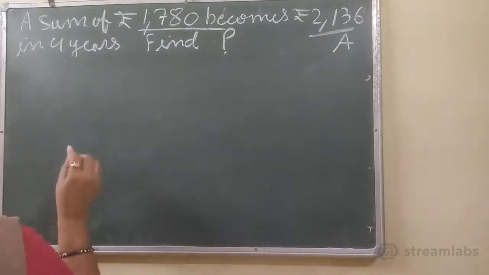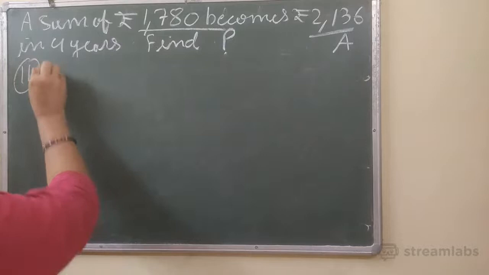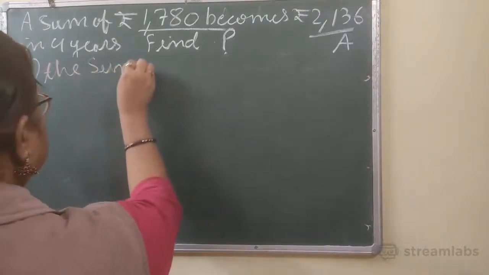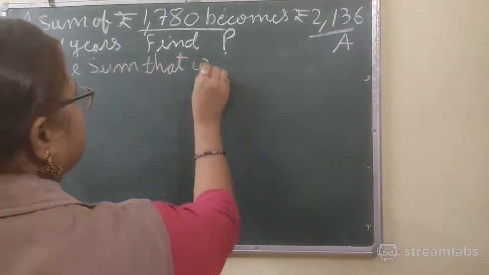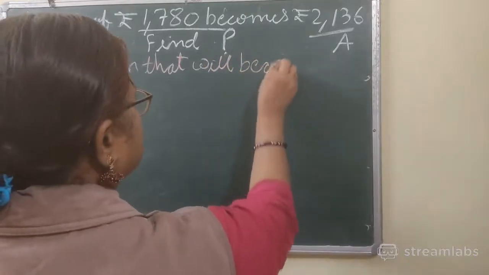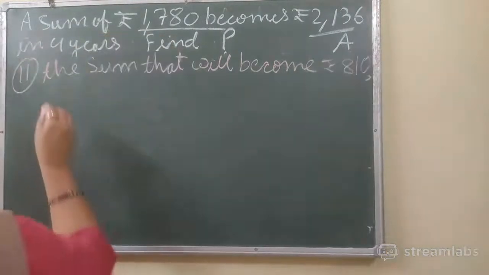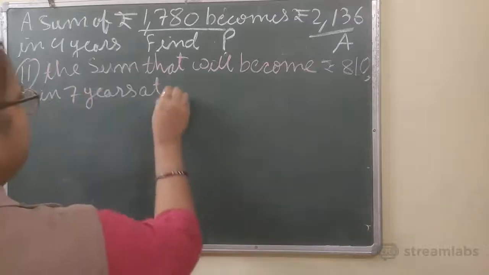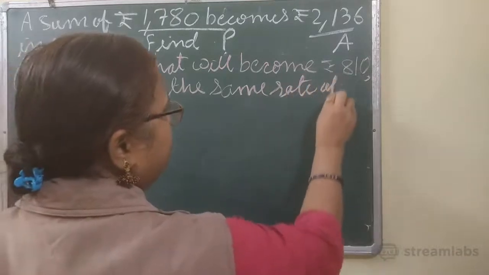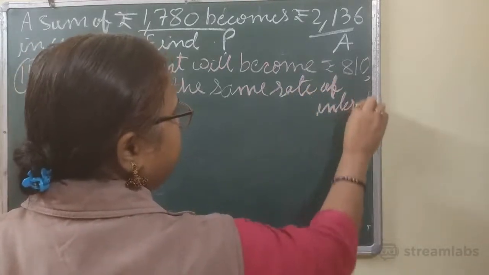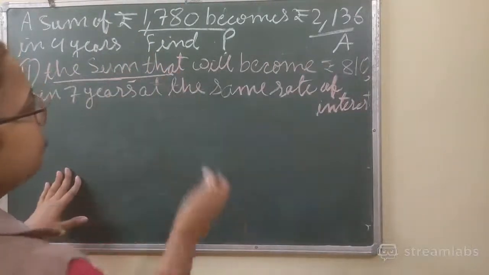Sub part 2 is: find the sum that will become rupees 810 at the same rate of interest. So what do we have to find out? We have to find out the sum. Clear? We have to find out the sum that will become this.